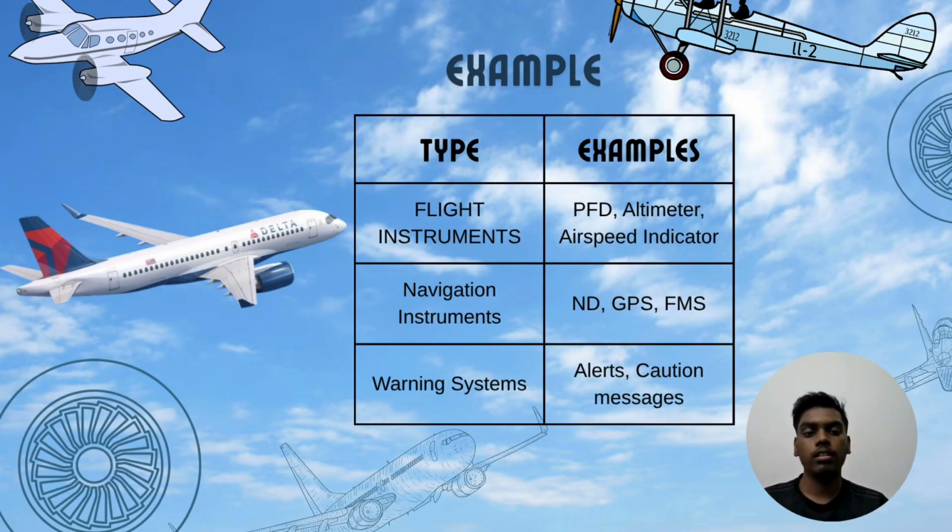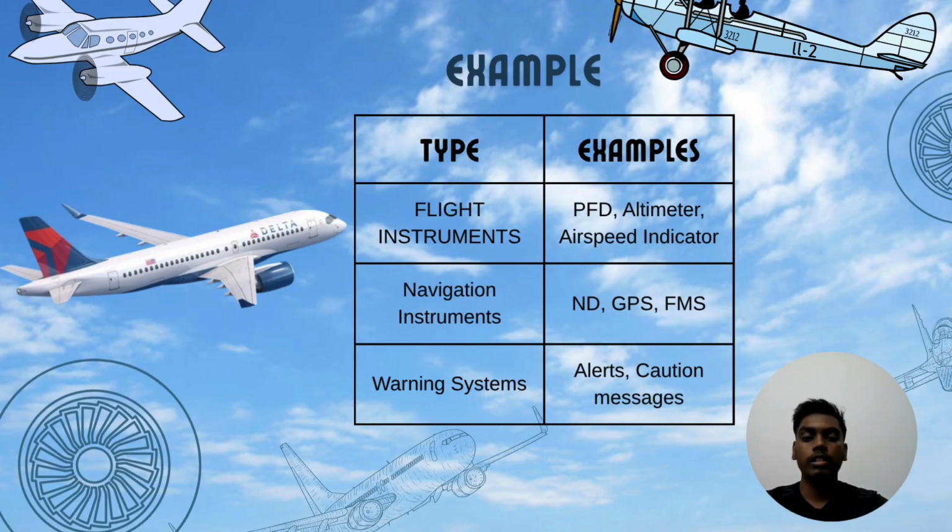Okay, now I'll explain the types of aircraft instruments and some examples. Firstly, we have flight instruments. These flight instruments help the pilots to control and monitor the aircraft during flight. So, for example, the primary flight display, which is PFD, shows important flight data, and the altimeter indicates the aircraft altitude, and the airspeed indicators show how fast the aircraft is moving.